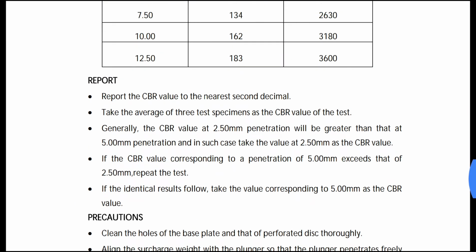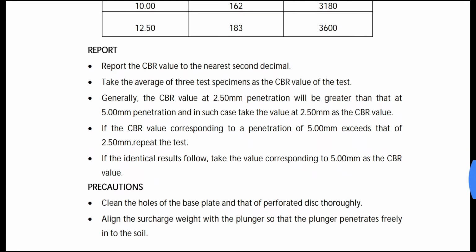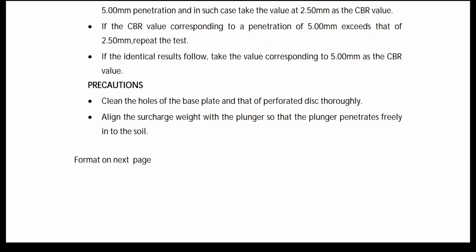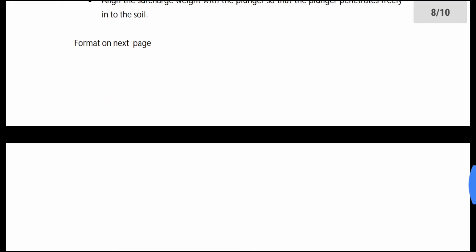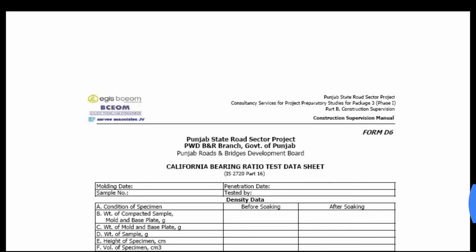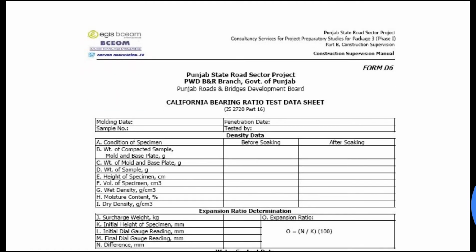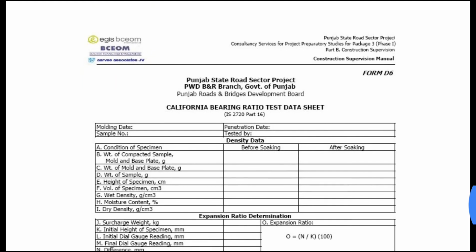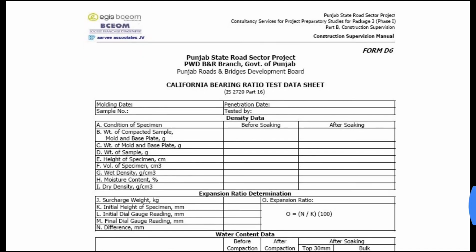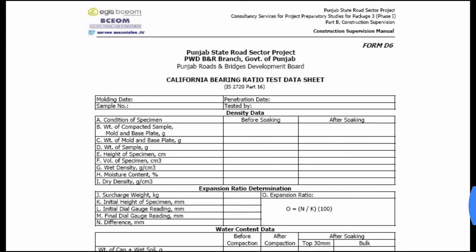So report the CBR value to the nearest second decimal. So yeah, the precautions: clean the holes of the base. So here is the California bearing ratio test data sheet. So as you can see, it's from the Punjab State Road Sector Project PWD B&R.